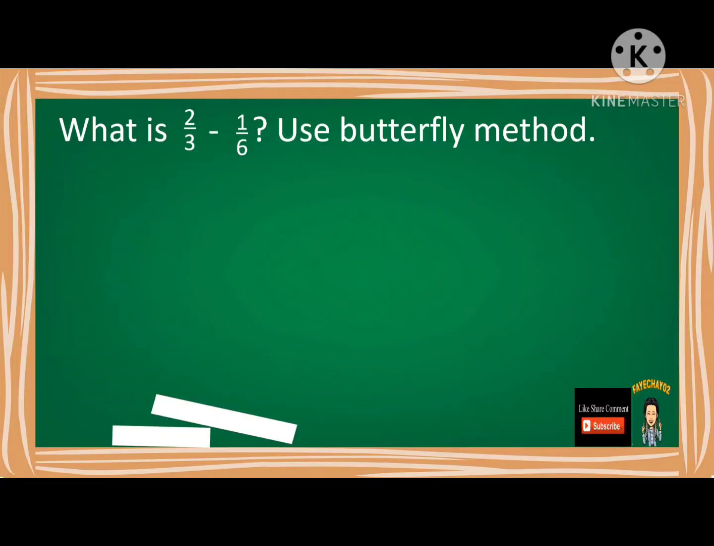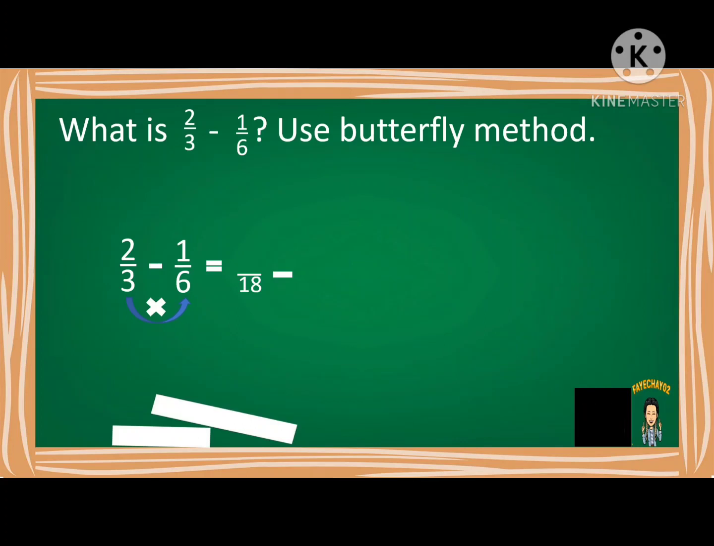What is 2/3 minus 1/6? Use the butterfly method. 2/3 minus 1/6 equals... In the butterfly method, first multiply both denominators. 3 times 6 is equal to 18. 18 will be the new denominator.